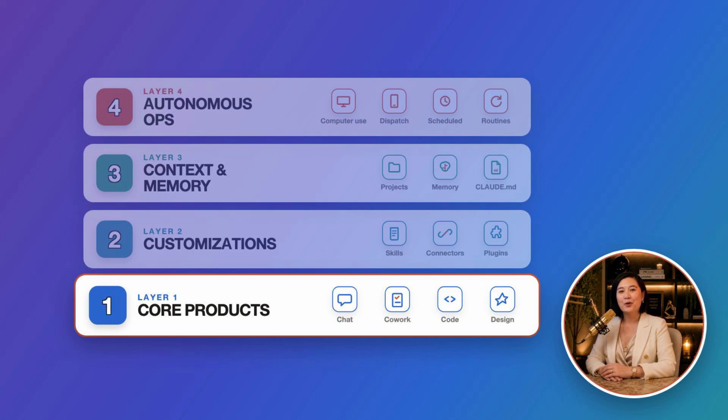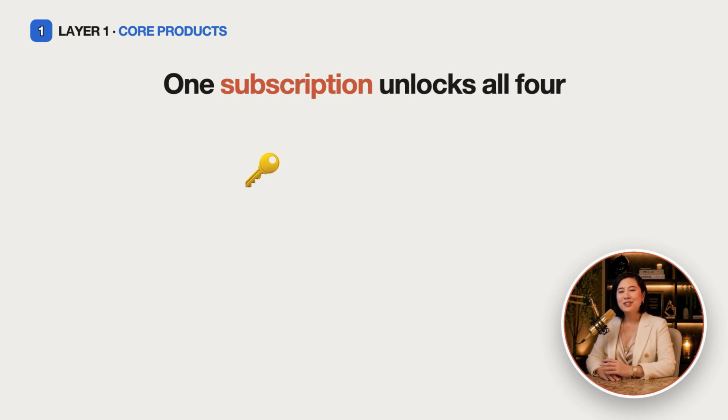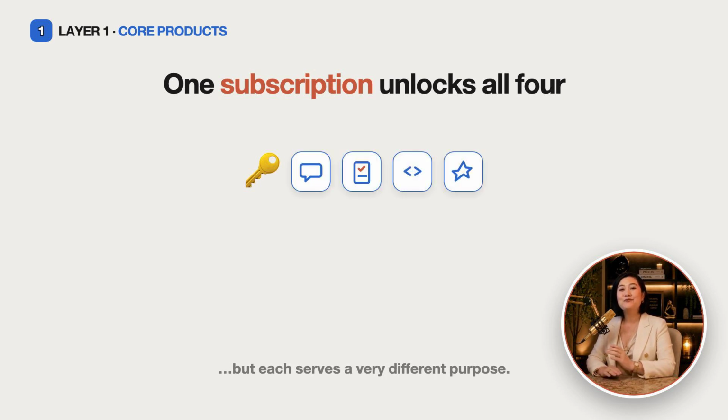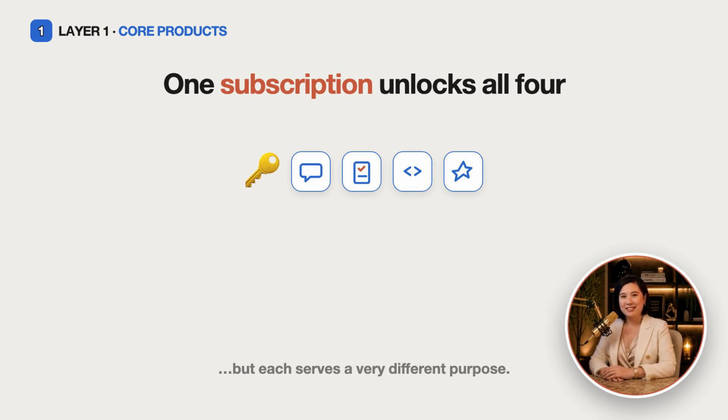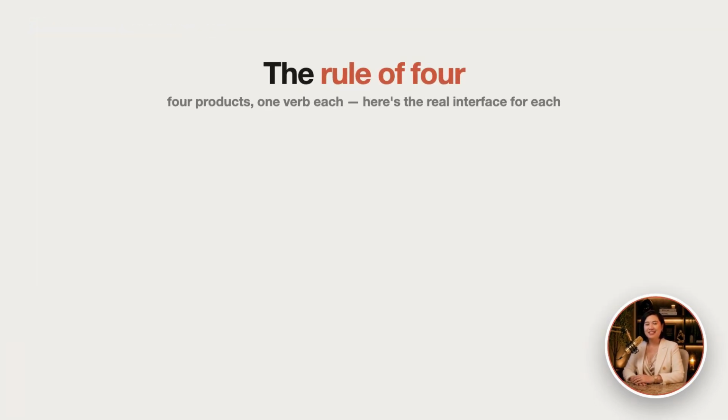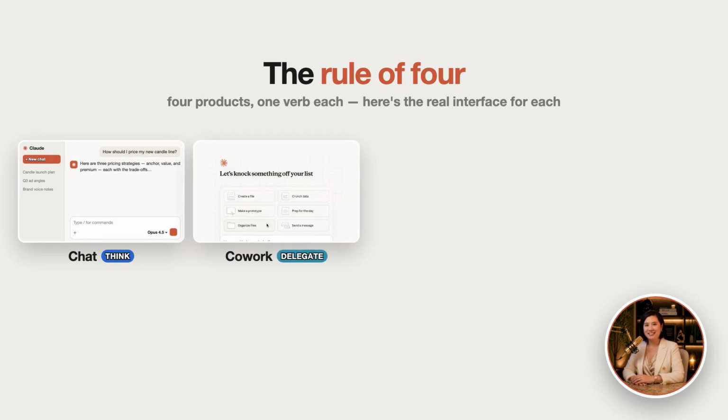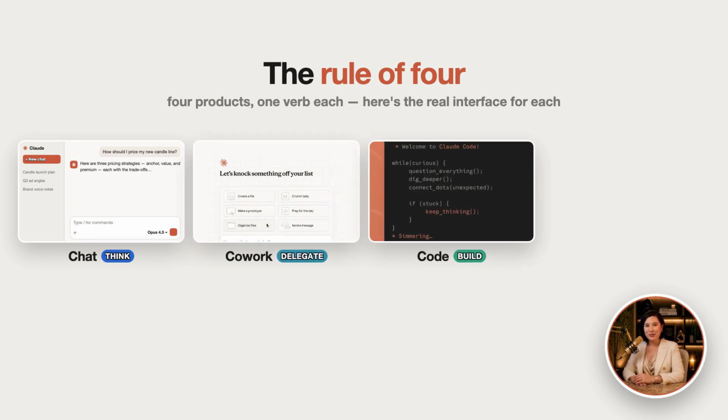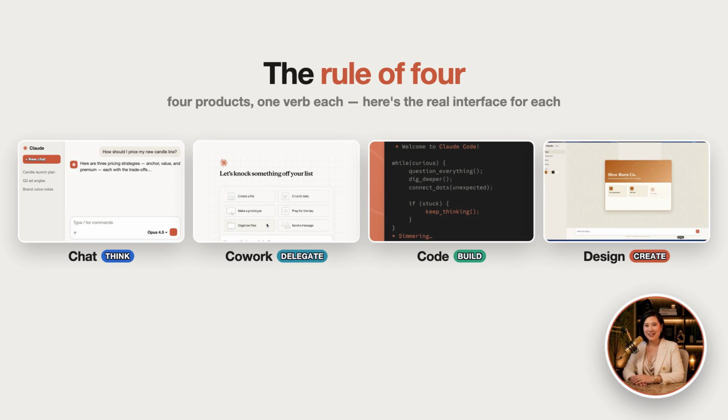Layer 1, the core products. Now, the first thing to know is that everything here runs under a single paid subscription. So even if you've only ever used one of them, you already have access to the whole set. But even though they share one subscription, these tools do very different jobs. And that brings us to what I call the rule of 4. Chat to think, Cowork to delegate, code to build, and a fourth, newer product, design to create. One simple verb each, so you always know which tool to reach for.